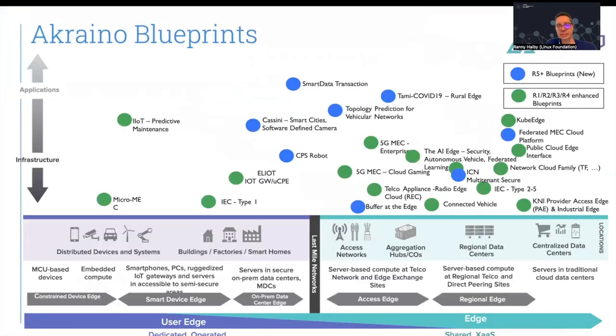Another open source initiative that is addressing the metaverse networking and edge use cases is the Acrano open source project. Acrano provides blueprints for architectures of edge devices that are addressing different use cases. As you can see in this diagram, the Acrano project deals with that continuum of remote edge close to the edge device or end user, and more central locations all the way up to a central cloud.